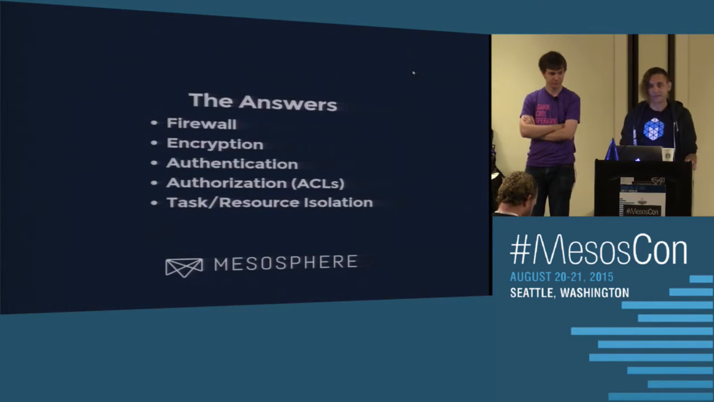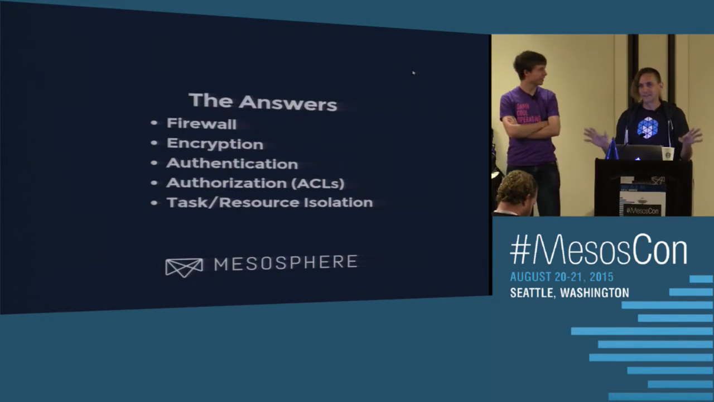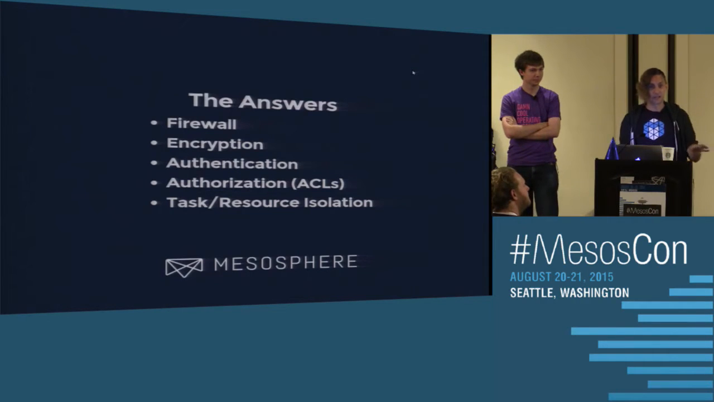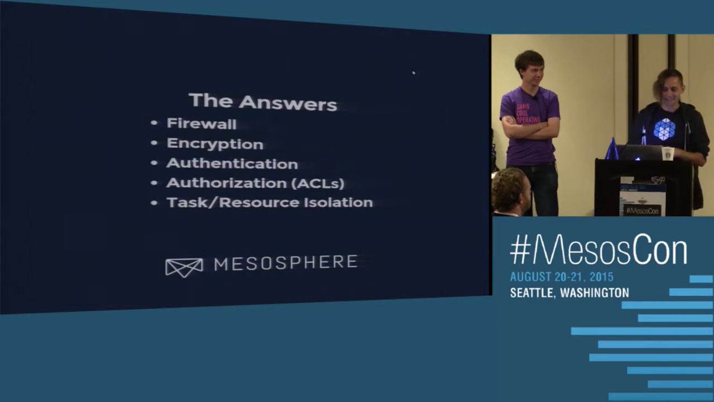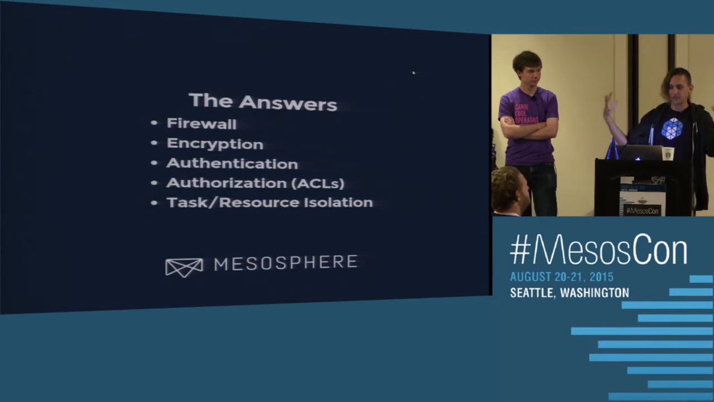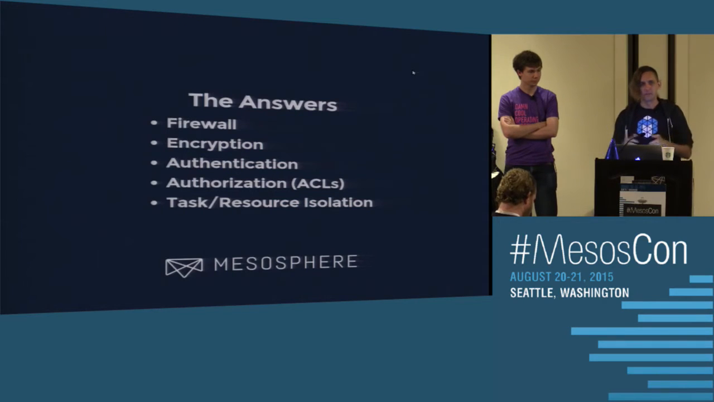Well, here are the answers. If you don't remember anything else from this talk, or you really want to rush out to that Myriad talk that's also happening right now, then I hope you at least remember these five things. Firewall it so that you can protect the cluster as a whole. Encrypt any communication over the wire, and things on disk. Authentication back and forth, mutually, for all components. Authorization, ACLs, wherever possible. And task and resource isolation to prevent tasks from actually affecting each other.